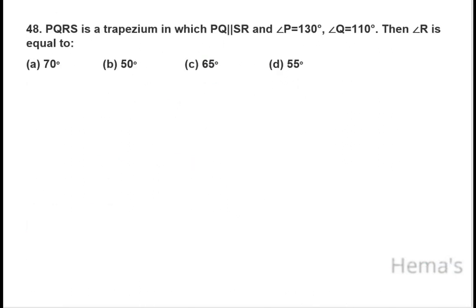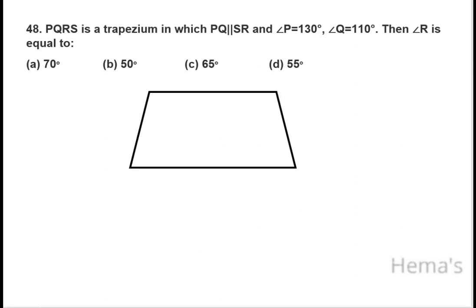PQRS is a trapezium in which PQ is parallel to SR and angle P is equal to 130 degrees. Angle Q is equal to 110 degrees. Then angle R is equal to, let the given trapezium be P, Q, R and S, where angle P is equal to 130 degrees and angle Q is equal to 110 degrees. Then we have to find angle R.